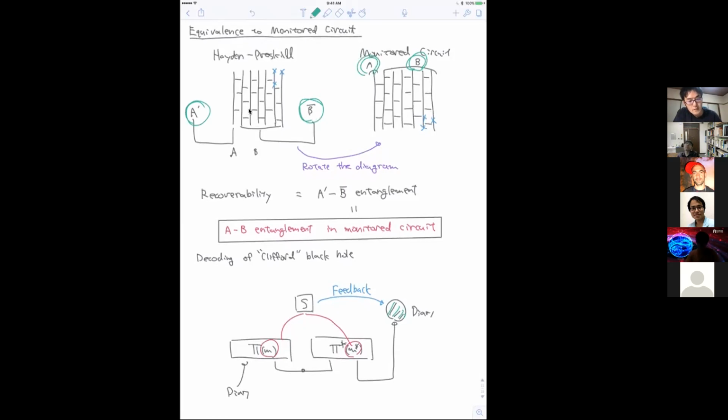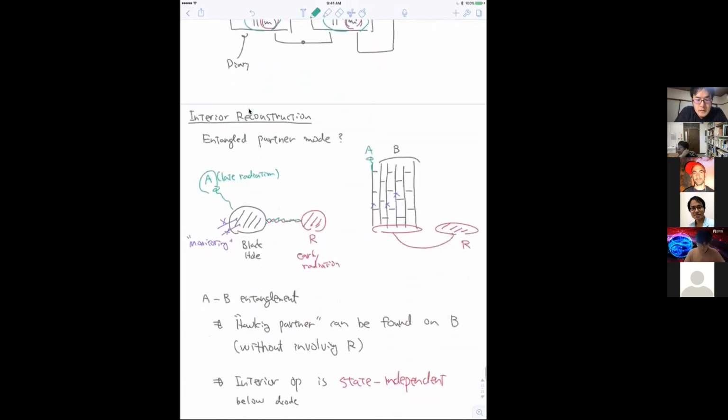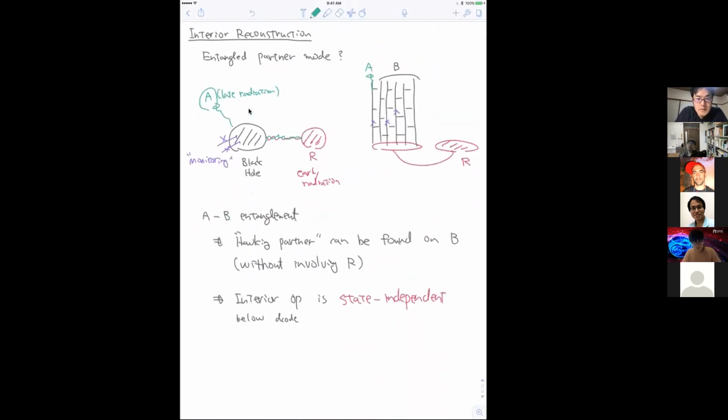Now, the bonus of this observation is that you can do decoding of the Clifford black hole. Unfortunately, it works only for Clifford, and I know that a black hole is not a Clifford circuit, but still, it may tell us something. So you do the same thing, and it's our old Hayden-Preskill recovery algorithm. But you do the measurement here and here on two sides, you compare the results and send the feedback, and you can recover the diary. Okay, so that's one connection to black hole physics.